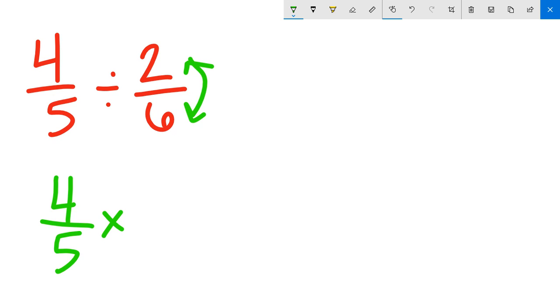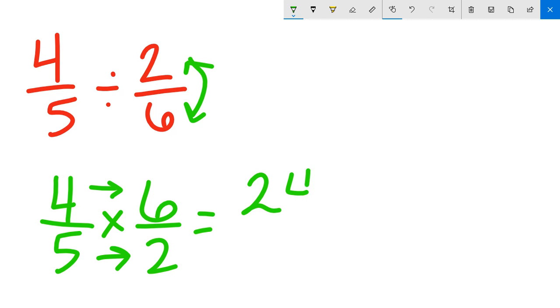The reciprocal is when you flip the fraction, so 6/2. Now, this looks like a typical multiplication problem that we already know how to do. Go ahead and multiply straight across. So 4 times 6 is 24, and then 5 times 2 is 10.